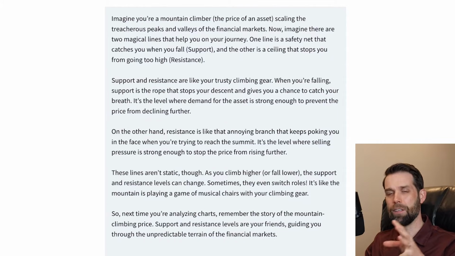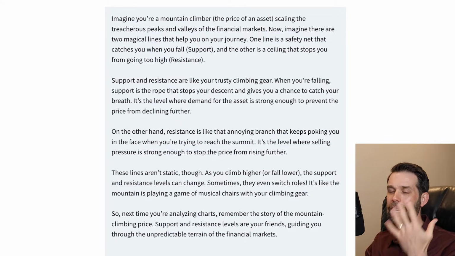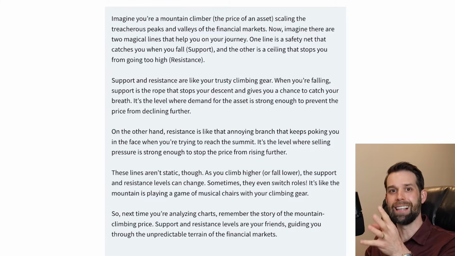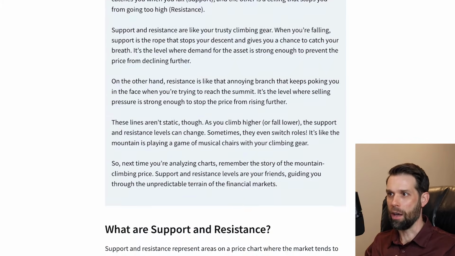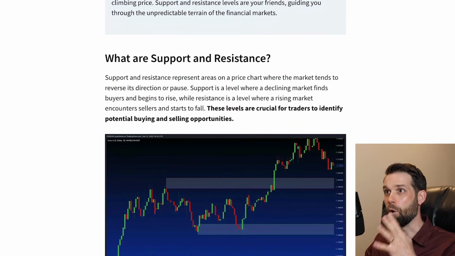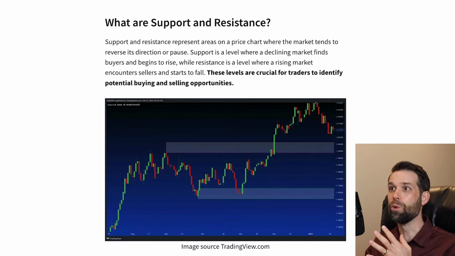So if you have that visual of the price of a stock moving in peaks and troughs, just like a mountain, you can visualize the price climbing up, and there are these resistance levels and support levels within the price of a stock that can help you predict where the stock might go or where the stock might pause. Now let's get into a more formal definition of what support and resistance really is.